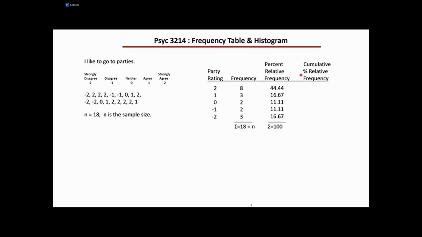Next we'll work on the percent cumulative, or the cumulative percent relative frequency, and what we're going to do is add these up. So we are going to add these up to 100, starting from the lowest value up to the highest value here. So we start by just taking the first value, the first percent, and copying that over there, and then we're going to add 16.67 to 11.11.